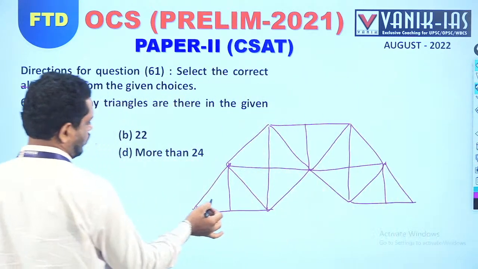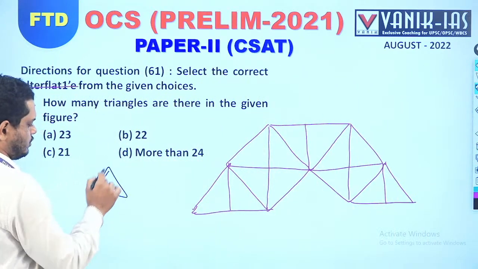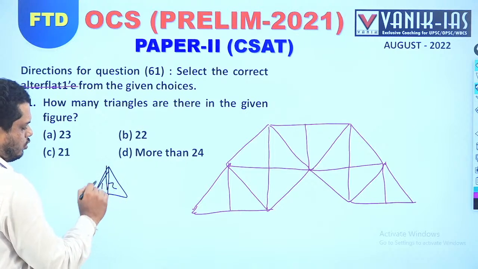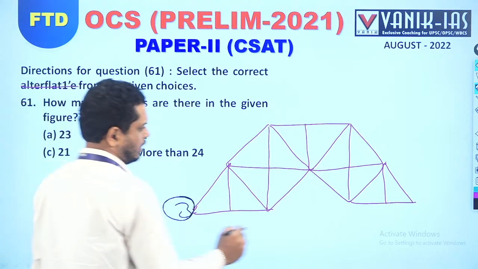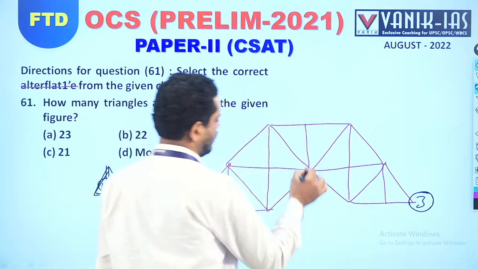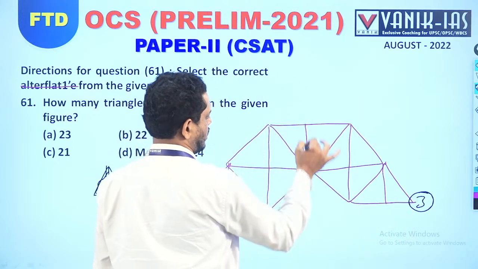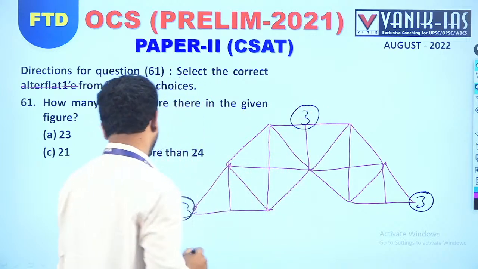You can check, this is 1, 2, 3. If the top two vertices are touched, 1, 2, the total triangles are 3. Here it is 3. Here it is 3. This is another one in the same approach. This is 3.